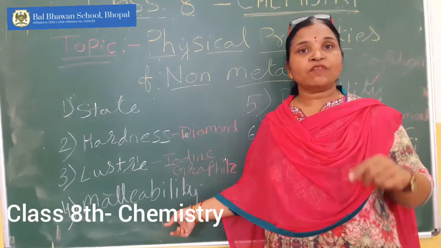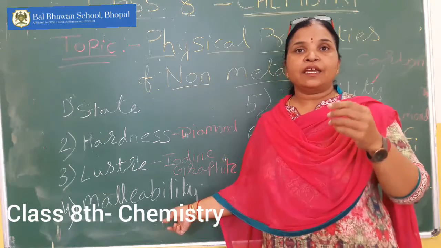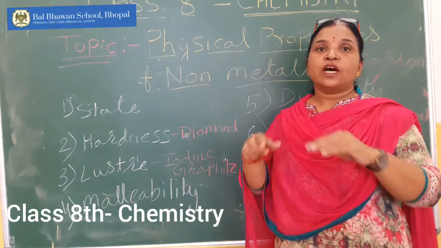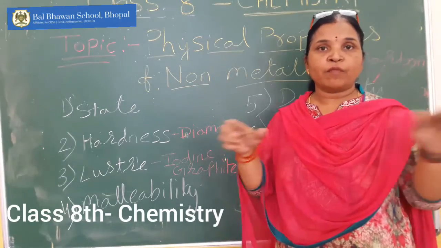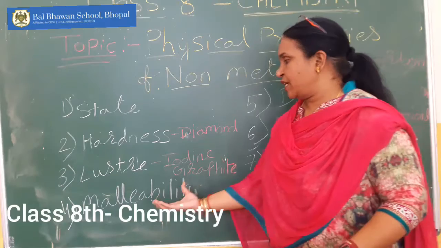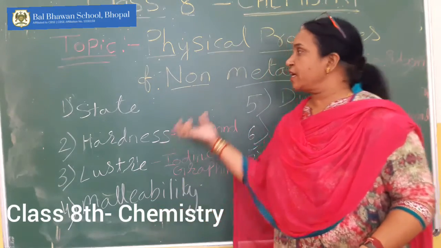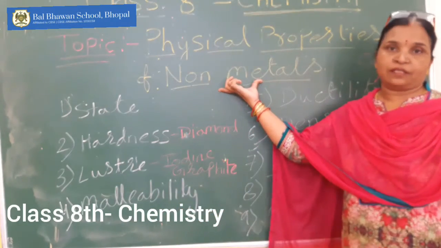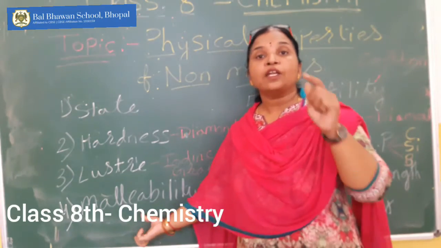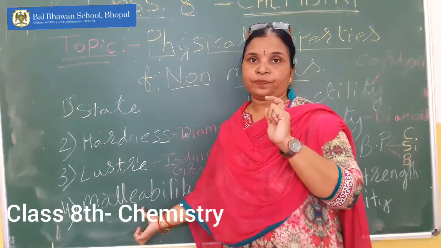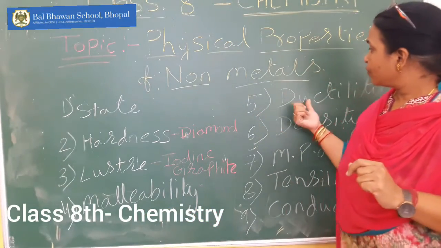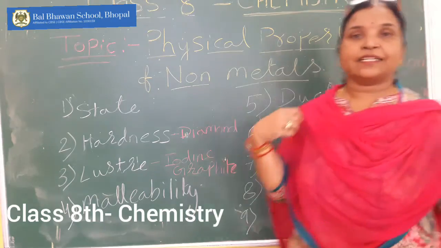Malleability. Let us revise. What is malleability? It is the property due to which a metal piece spreads into sheet. That property is not seen in case of non-metals. That means non-metals are non-malleable. Right?